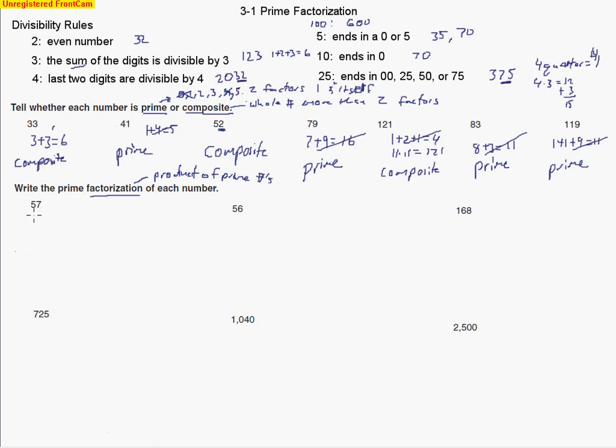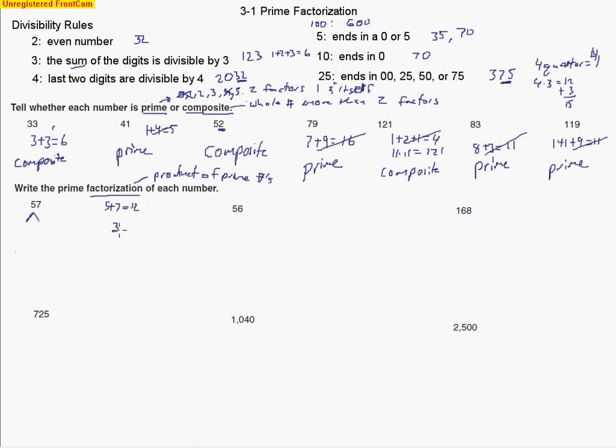When I look at 57, it's not even. So I know that 2 doesn't go into it. So what I'm going to make is a factor tree, and I'm going to write down a factor of that. Well, I go to the next number, 3, and I see if 3 goes into 57. I add the digits 5 and 7, and I see that makes 12, and 3 does go into 12. So I know 3 goes into this number.